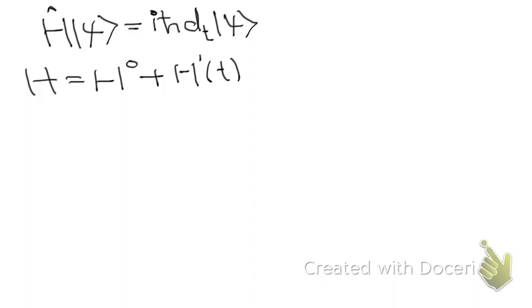So now, instead of finding out the eigenenergies of the states, we would rather be interested in seeing how this perturbation changes the time evolution of the system. So how does the system evolve under some perturbation?